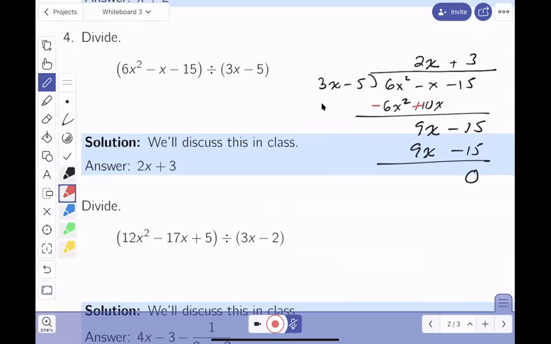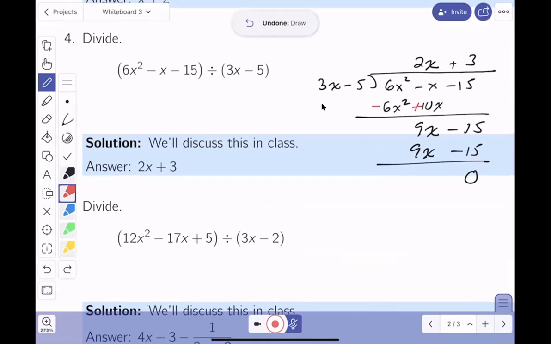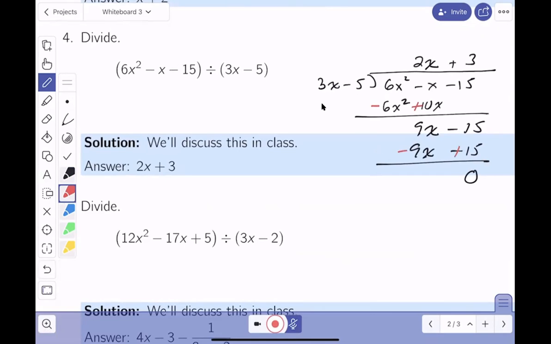Other students have to write this down. They're still going to get 0 very quickly. Other students, and again, we like to give you choice, have to change the signs and combine, and you're still going to get 0. All right, so what do I get? I get an answer, which is 2x plus 3.